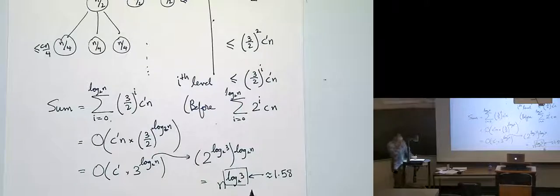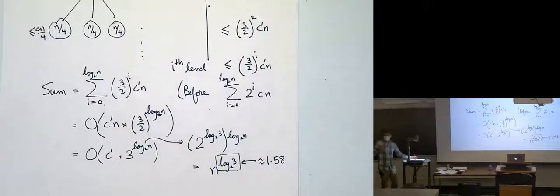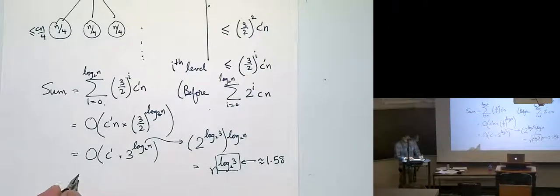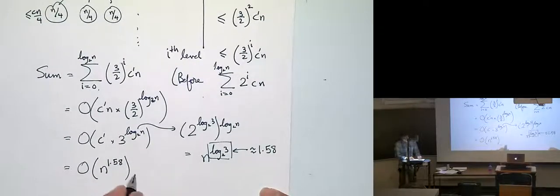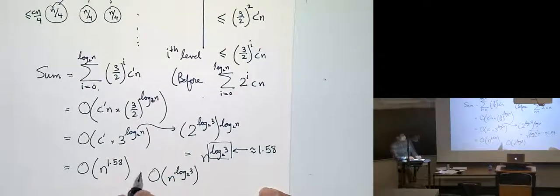You could believe like root 2 is like 1.4, right? So 2 times 1.4. 2 times 1.5 is 3, so it's a little more than that. So what you get is basically O, ignoring the c prime, which I'll absorb into the O, of n to the 1.58. Technically it's O of n to the log base 2 of 3, but n to the 1.58 is an upper bound.